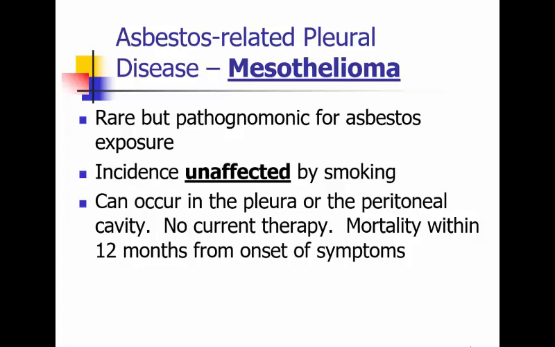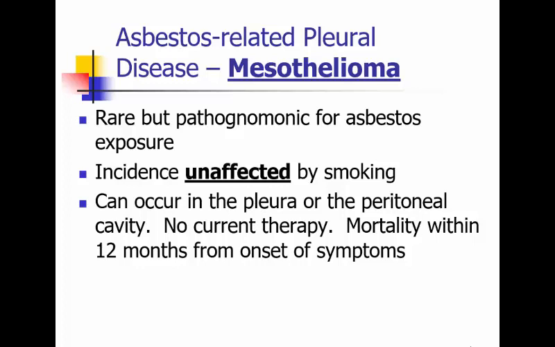Okay? However, if the patient has history of asbestos exposure and is a smoker, that will increase the risk of lung cancer significantly more than just smoking. Okay? So asbestos will increase the risk of lung cancer as well, but smoking is not going to increase the risk of mesothelioma. It can be seen in the pleura or in the peritoneal cavity as well.